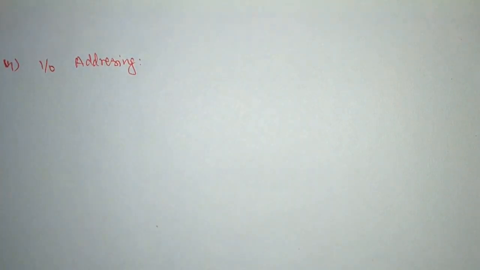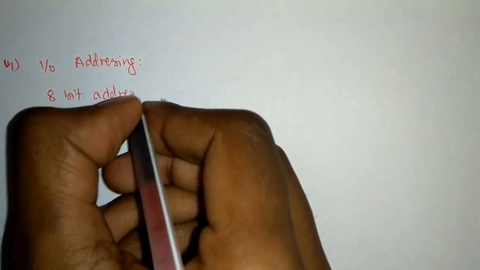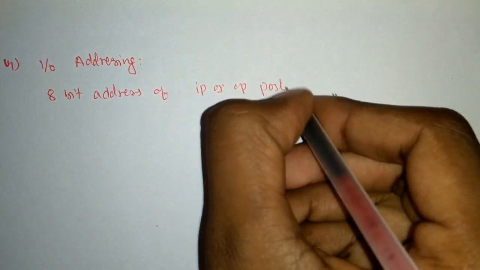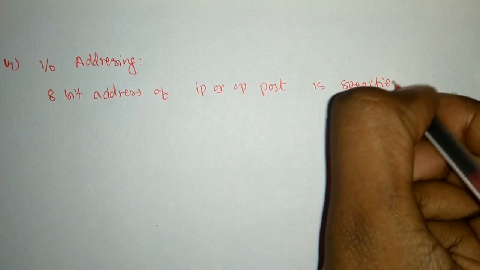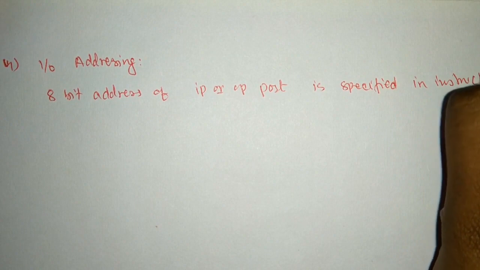Now the last method, the fifth method that we can have, is called input output addressing. It is very simple: the 8-bit address of the input or output port is directly specified in the instruction. Then we call it input output addressing.